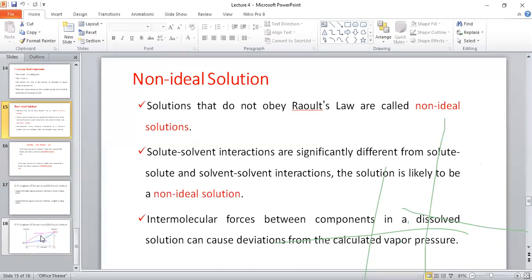There are differences in the molecular attractions between molecules in the solution. That is a non-ideal solution. So that means that all ideal solutions obey Raoult's law. Non-ideal solutions do not obey Raoult's law. And I hope you remember Raoult's law. In case you have some questions, you will be given questions on which type of solution obeys Raoult's law. I believe you should be able to know.